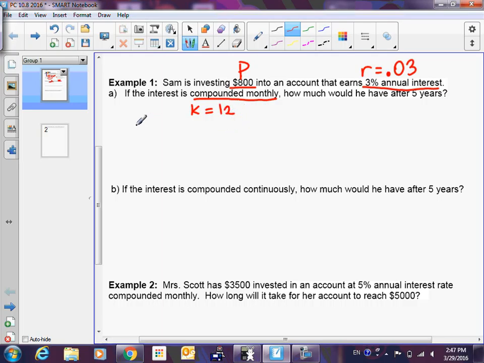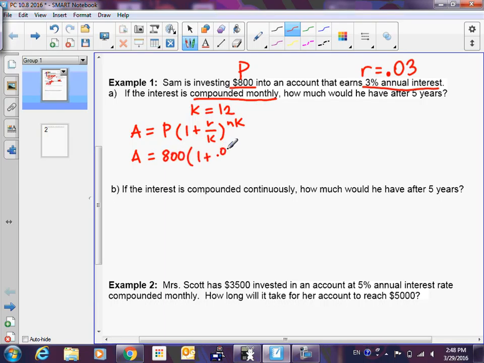Let me write down the formula again. A equals P. We're not doing compounded continuously. We'll get to that part in B. So we're going to use this formula, and I'm just rewriting this from the top of the page. It says, how much would he have? So that's what we're looking for. We're looking for A, the amount after 5 years. The principal we already identified was 800.